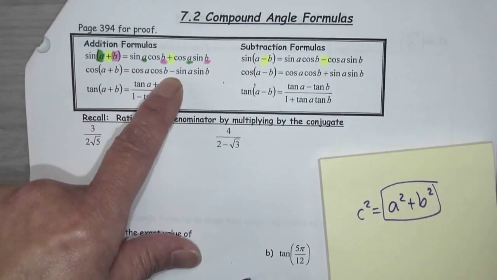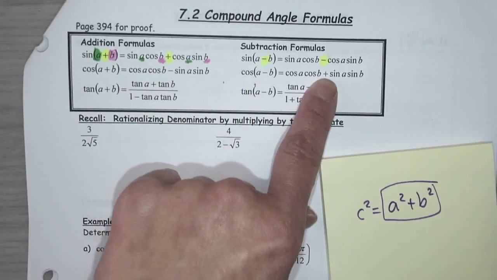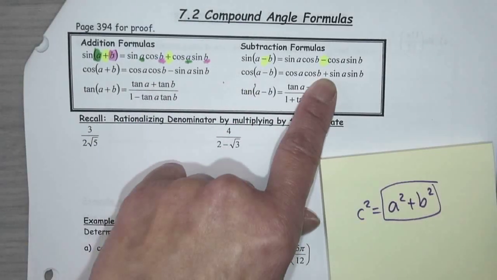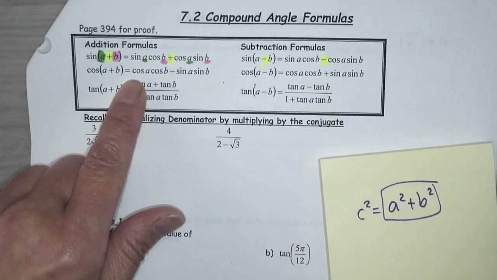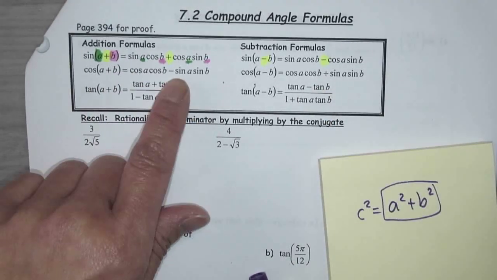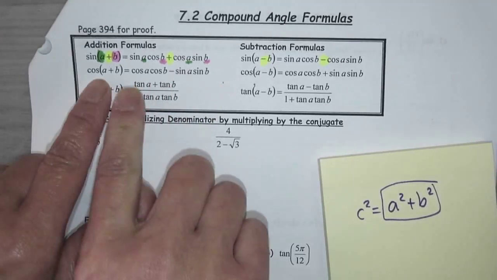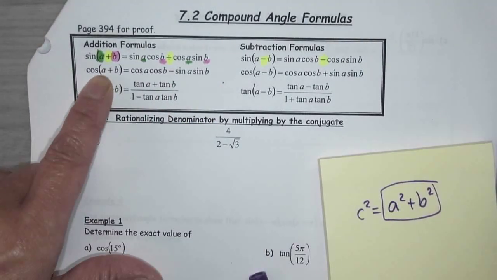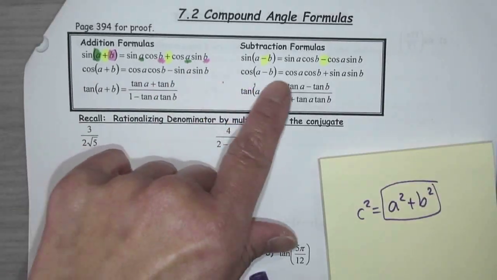Cos, if it's plus, it's a minus in between. If it's a minus, it's a plus in between. So I go, oh, sine keeps the sign, cos switches the sign. The cos formula goes cos, cos, sine, sine. So it goes cos A cos B, sine A sine B. And it always goes in order. Do you see what I mean by order? It goes A, B, A, B.